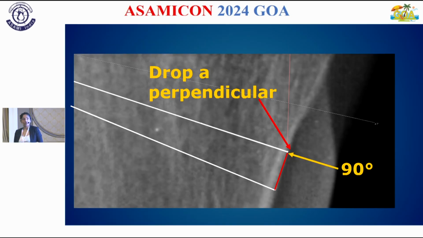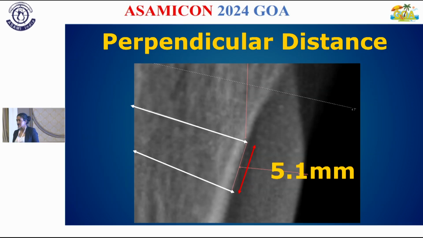Now, what you will draw at that point will be an oblique line, but we are not going to take the oblique line. Remember to drop a perpendicular. So the perpendicular is going to be the distance that you will have to open. So in this example, it's going to be 5.1 mm.